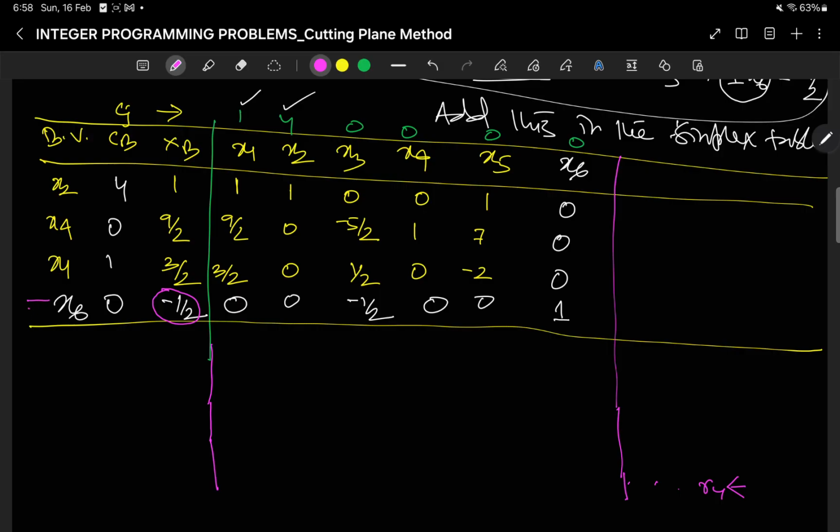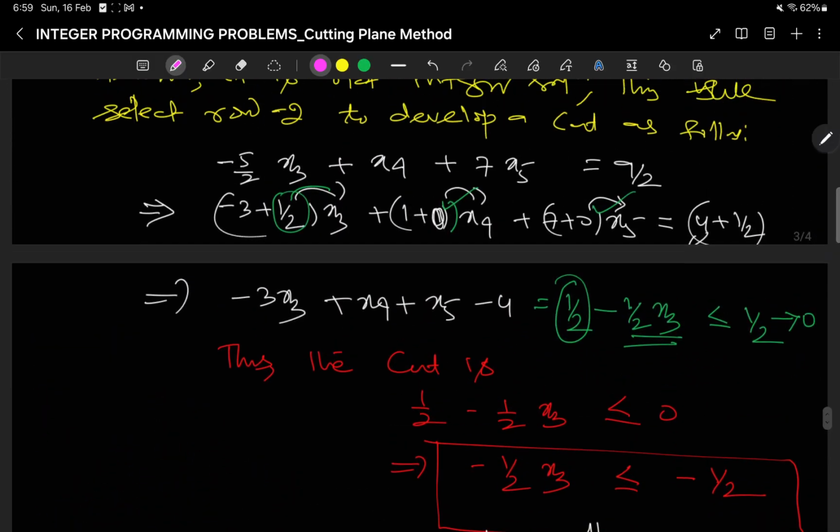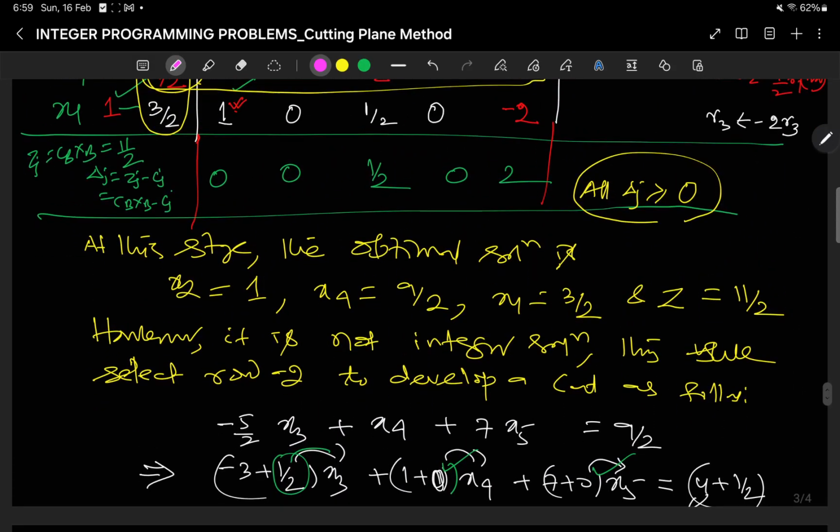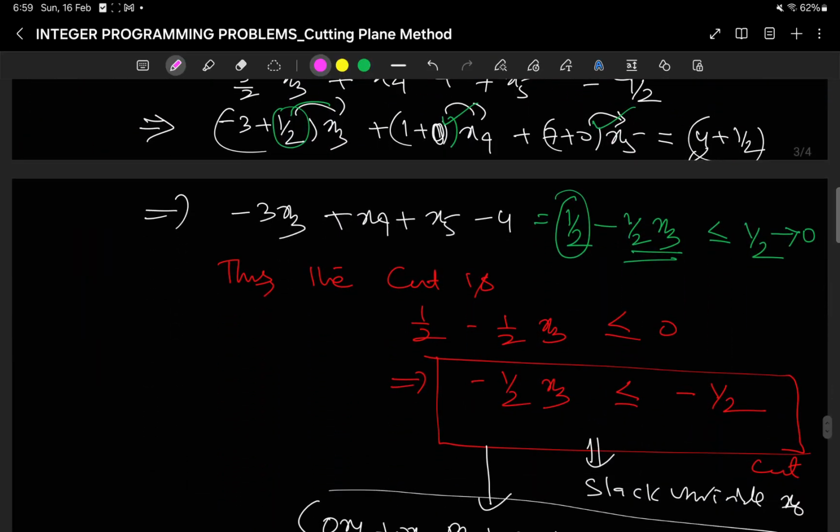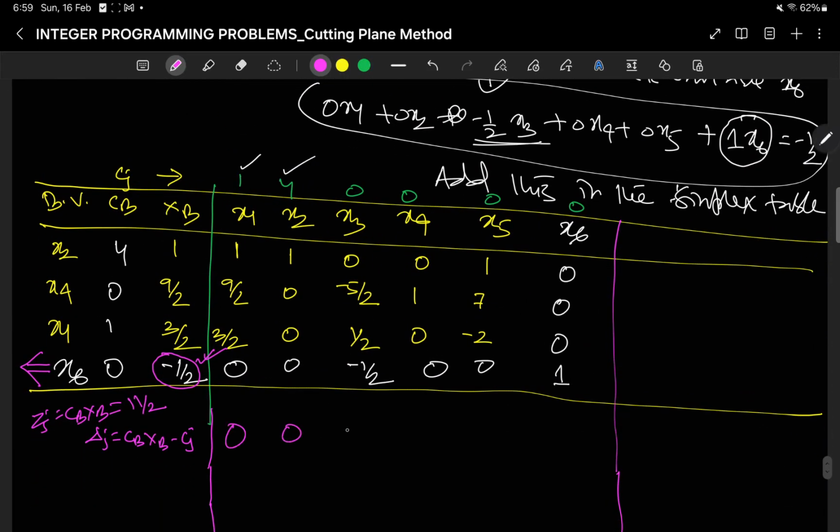Actually this is the leaving row, so now we have to find an entering row. On this negative basis we have a leaving row, now we have the entering row. For that we first find zj, which is cbxb, as usual 11 by 2. Now del j is zj minus cj, cbxb minus cj, and we calculate it. This calculation will be the same as the previous one: 0 0 half 0 2 0.